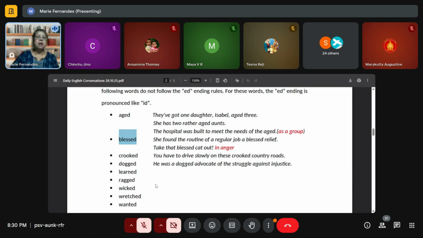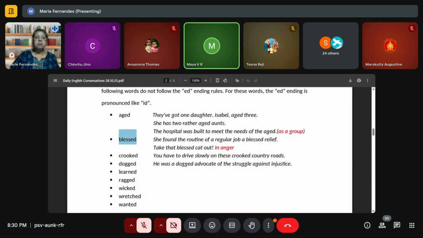Okay, now can you repeat again, Mrs. Maya? Okay, ma'am. Aged, blessed, crooked, dogged, learned, ragged, wicked, wretched, wanted. Can you say these two words again? Crooked, learned. Yeah, id. See here, id. Okay, id.